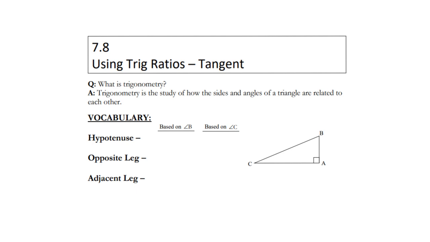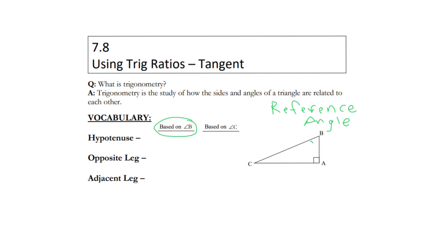Now, to do this, we're going to need some information about how to name the sides of a right triangle based on a given angle. We're going to call that angle our reference angle. Reference angle is another way of saying what angle are you referring to? So let's just do this based on angle B for a moment.